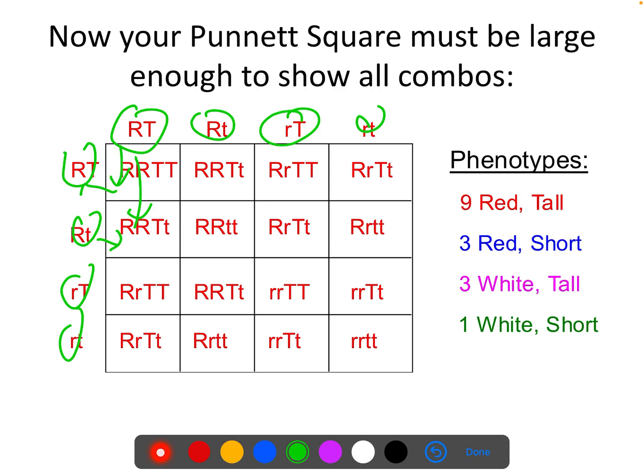Like red and tall would be anything with a capital R and a capital T, so you can count those up, and I would count 9 of them. Red and short would be anything with a capital R and anything with 2 lowercase t's, and so on and so forth. And when Mendel did his crosses of heterozygous parents, when he looked at 2 traits, it was interesting. He had a mathematical phenomenon, just like he did with the monohybrid crosses. But in this case, the traits always revealed themselves in the ratio of 9 to 3 to 3 to 1.